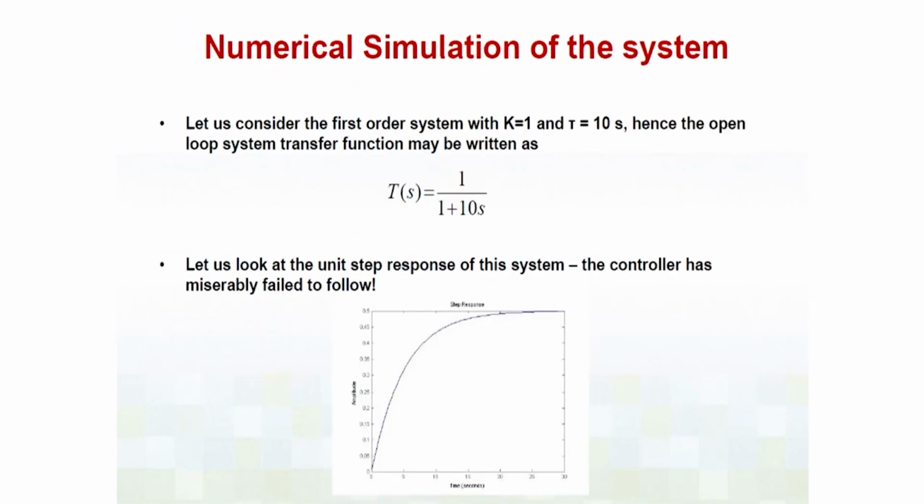Well, let us take a numerical example. Let us say I have a situation where gain K is 1 and T is 10 seconds. So, this is 1 over 1 plus 10s, the transfer function. Now, if I give a unit step, the controller will know where it is close to 1, but the maximum that it can go is close to 0.5. So, it will not be able to follow the signal.